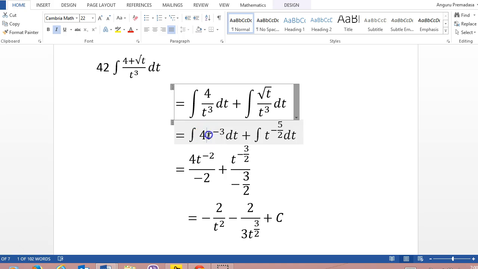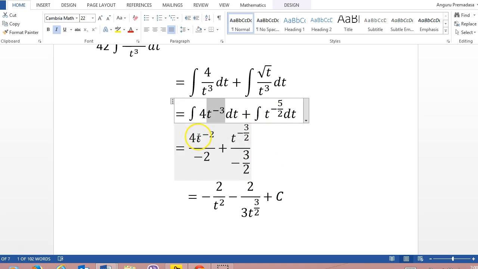Now you can use the power rule easily for this. When you use the power rule for this, 4 times t to the negative 2 divided by negative 2, and this becomes t to the negative 5/2 plus 1, which is negative 3/2, divided by negative 3/2. You can clean it up by bringing the t to the negative 2 downstairs, and then you can take the 2 up and the 3 is still there. You can bring this down as a positive exponent and say t to the 3/2 plus c.